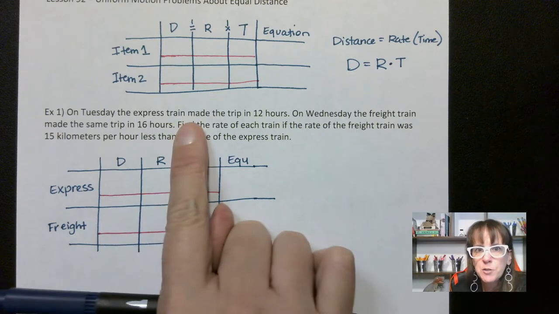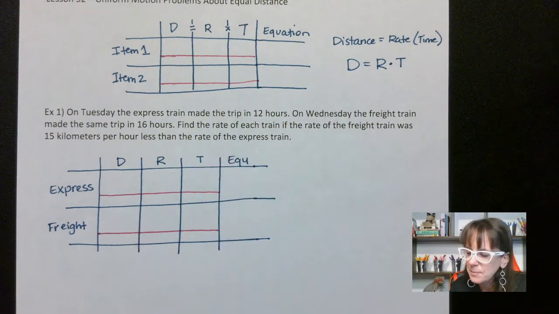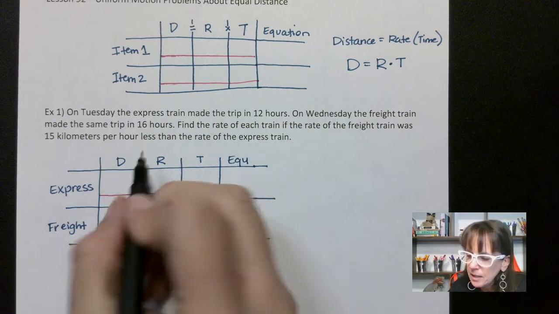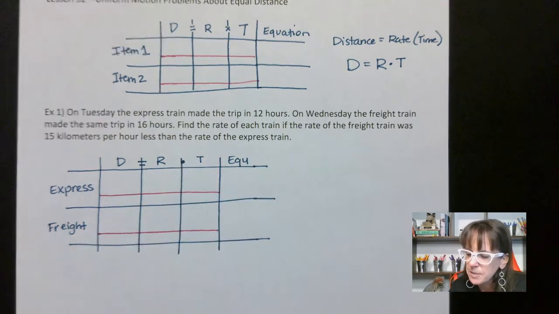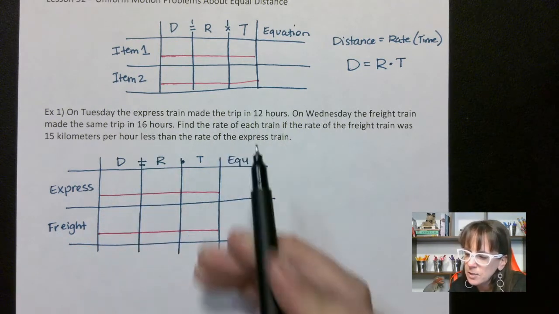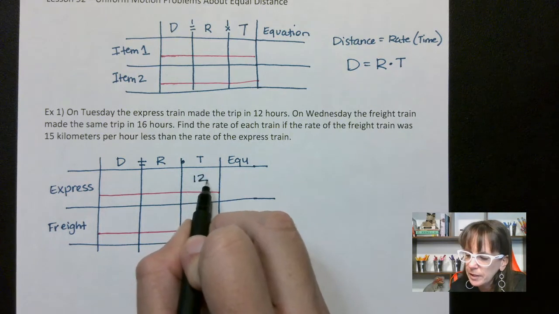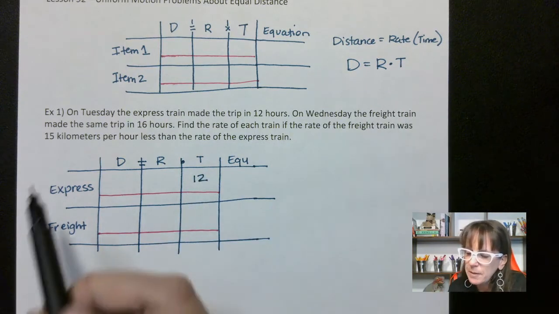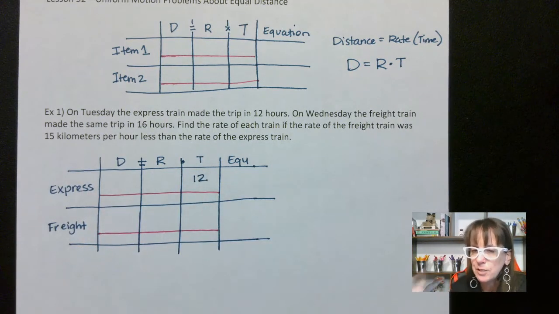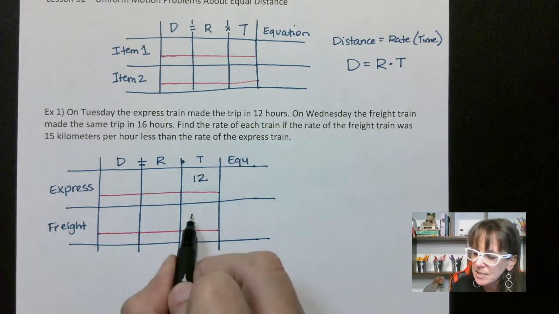On Tuesday, the express train made the trip in 12 hours. That's easy peasy. We have distance equals rate times time. If it helps, we can do distance equals rate times time. Well, we know the express train did it in 12 hours. So I'm going to put 12 right here. On Wednesday, the freight train made the same trip in 16 hours. There's actually two pieces of information here. We have the 16 hours.